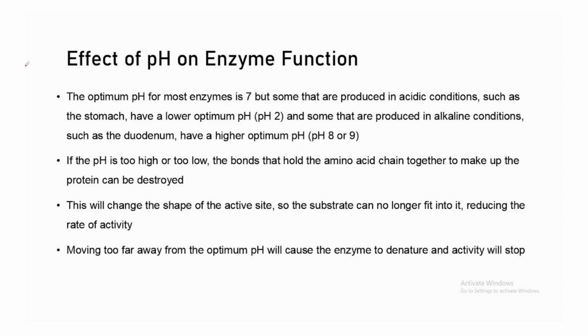If the pH is too high or too low, the bonds that hold the amino acid chain together to make up the protein can be destroyed. This will change the shape of their active site, so the substrate can no longer fit into it, reducing the rate of activity. Moving too far away from the optimum pH will cause the enzyme to denature and activity will stop.